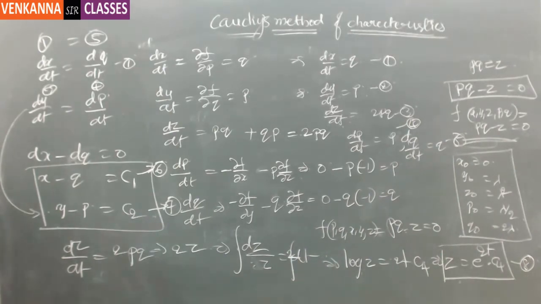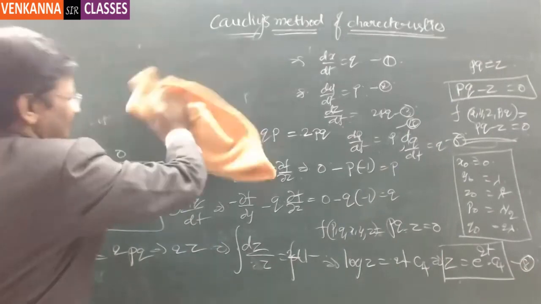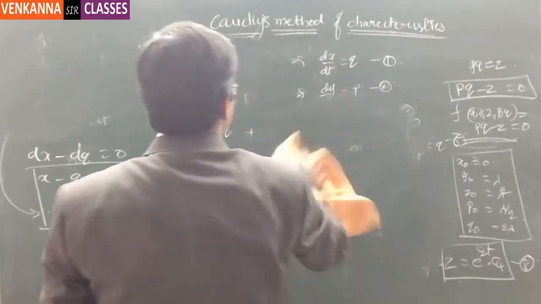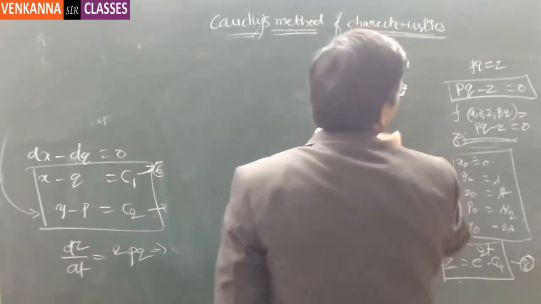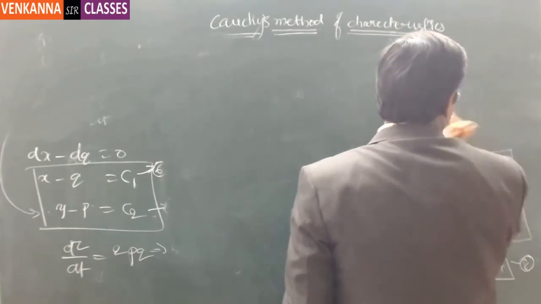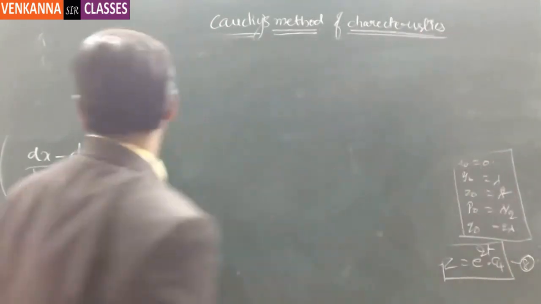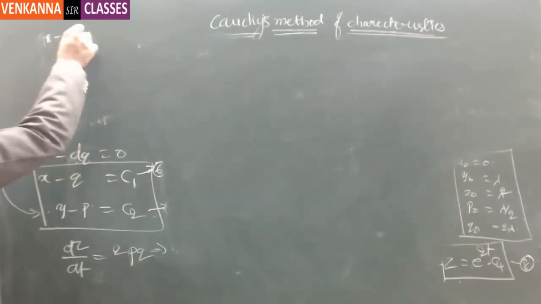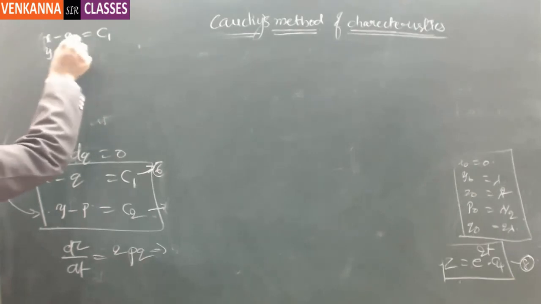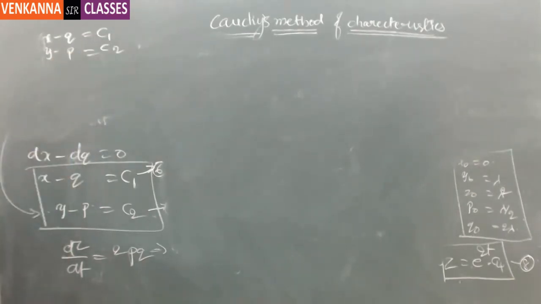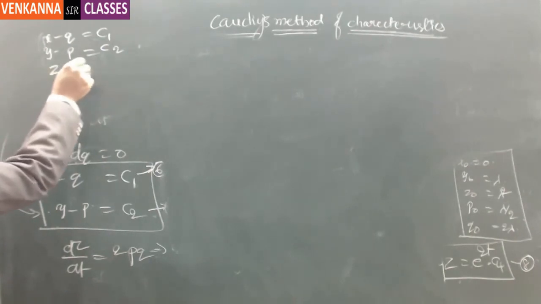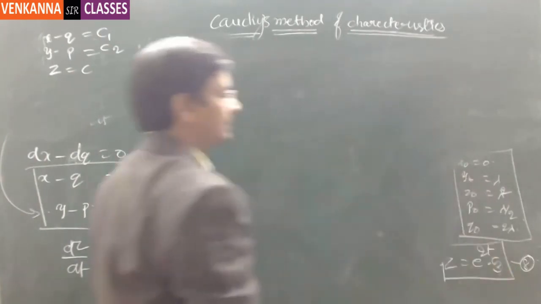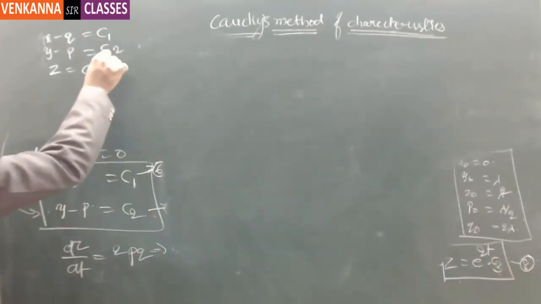Okay. So once you got these values, I'll just write all the equations whatever we have got. So one equation is x minus q equal to c1 and y minus p equal to c2. These are two different equations. And z equal to c3, or I call this as c3 into e power 2t.